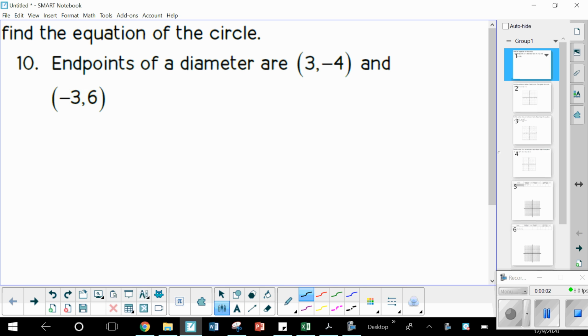Okay, we're going to find the equation of the circle. They tell me that the endpoints of the diameter are (3, -4) and (-3, 6).